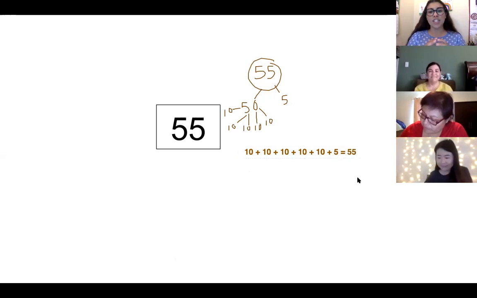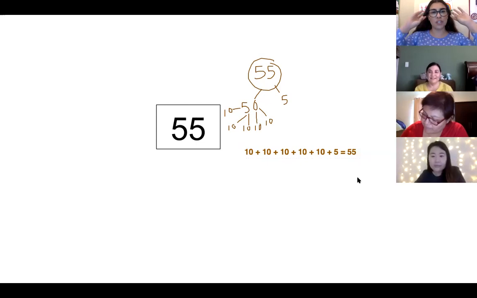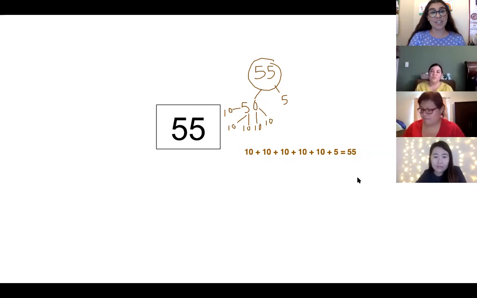All right, now I just want us to go into a further, deeper thinking into this. And I know we've tried in the past using 3 or more numbers in our number sentence. So today, can we try to use 3 or more numbers to make 55 together? And I'll try my best not to stop sharing the screen.